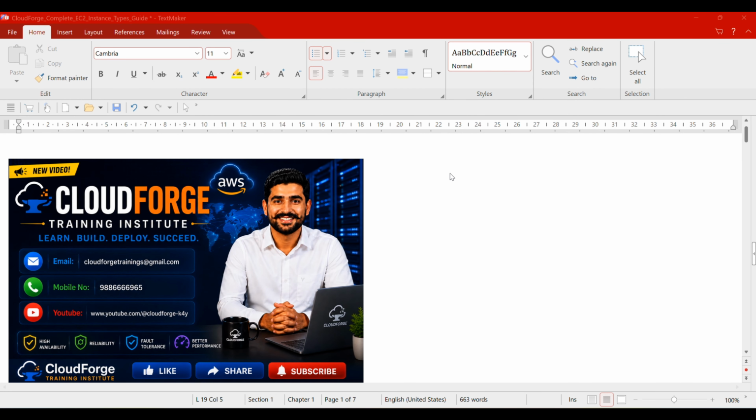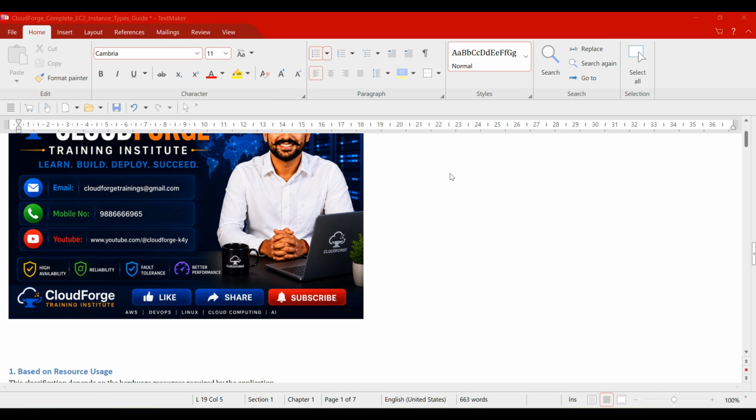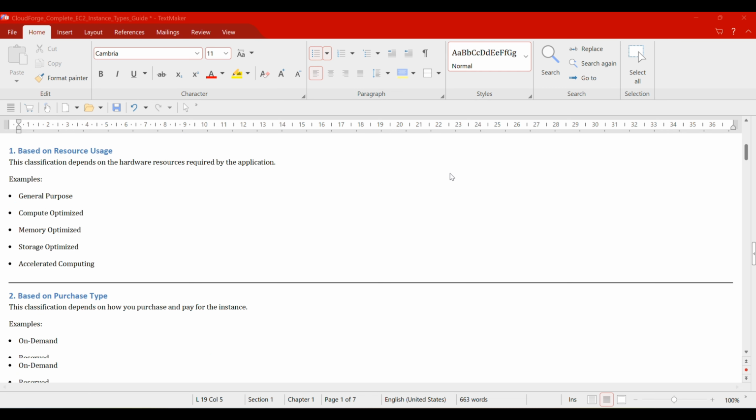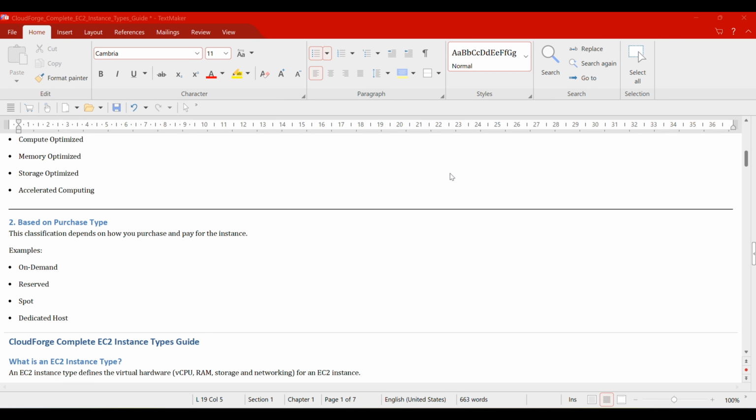Today we are going to discuss EC2 instance types. There are two types of EC2 instance categories, based on resource usage and purchase type. When it comes to resource usage, we have general purpose, compute optimized, memory optimized, storage optimized, and accelerated computing instances. And when it comes to purchase type, we have on-demand instances, reserved instances, spot instances, and dedicated hosts or instances.